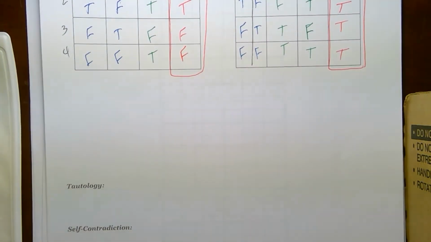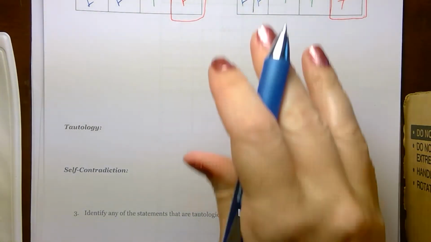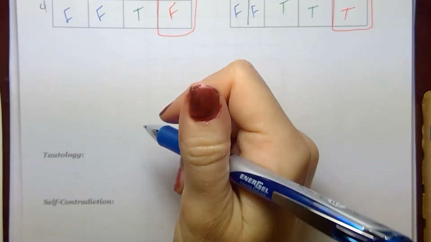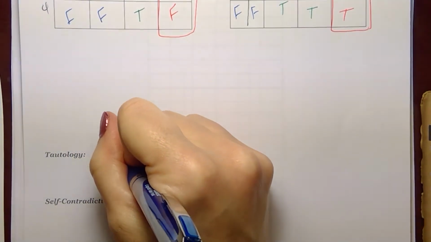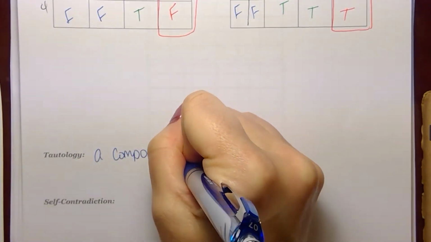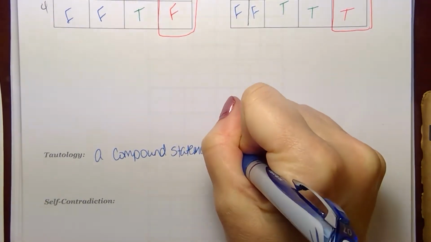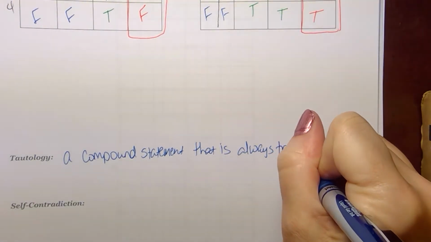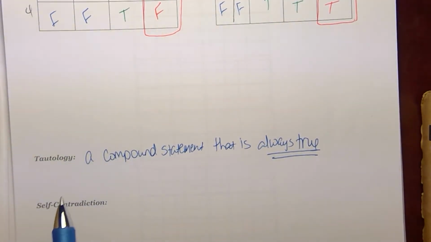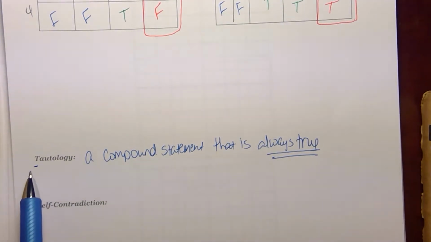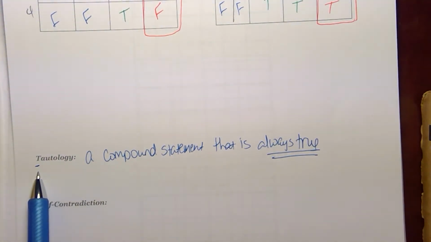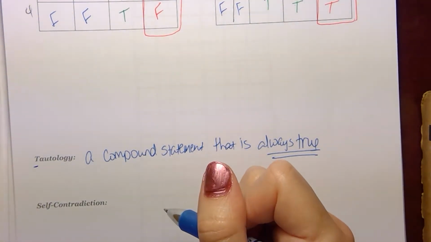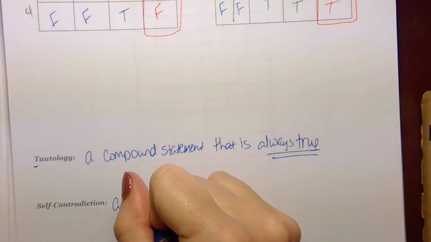Let's introduce some vocabulary. Tautology and self-contradiction. First of all, a tautology. A tautology is a compound statement that is always true. You can help remember that because it starts with a T. Tautology, always true. Self-contradiction is kind of like it sounds. It's going to be a compound statement that is always false.